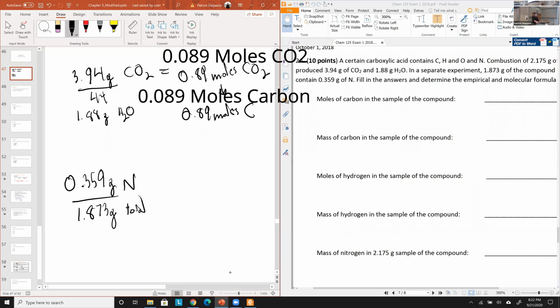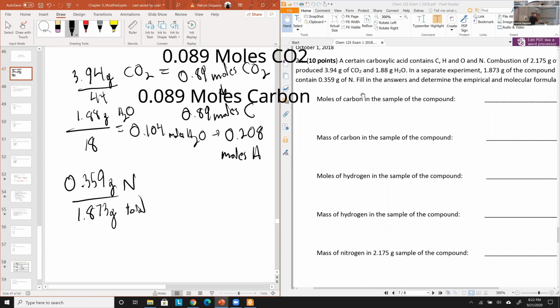Next, we have the 1.88 grams of H2O. So we can just divide that by 18, just like we did before, and we'll get 1.88 divided by 18, 0.104 moles of H2O, which equal 0.208 moles of hydrogen. Okay, so we already knocked out the first 4 problems from here.